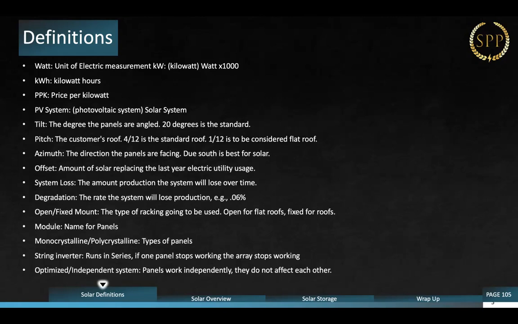Modules, just another name for the panels. The terms monocrystalline and polycrystalline are the type of panels. String inverters run in series. If one panel stops working, the entire array stops working. Optimized and independent systems. Panels work independently. They do not affect each other.